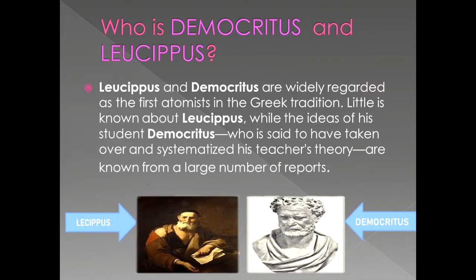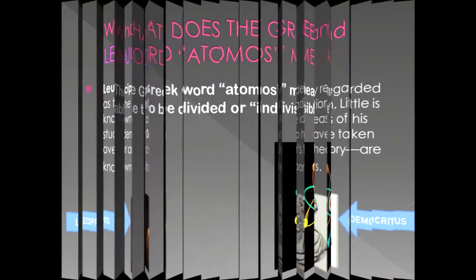Who is Democritus and Leucippus? Leucippus and Democritus are widely regarded as the first atomists in the Greek tradition. Little is known about Leucippus, while ideas of his student Democritus, who is said to have taken over and systemized his teacher's theory, are known from a large number of reports.